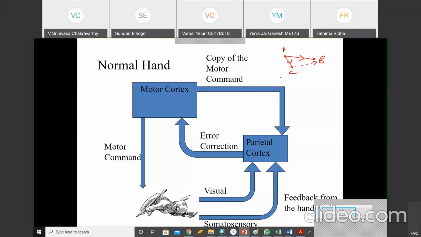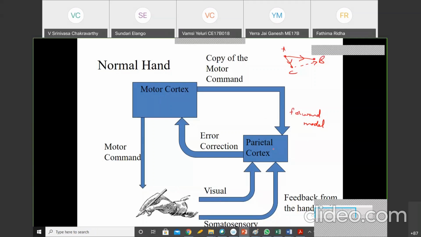Okay, so how does the correction occur? The motor command sent to the parietal cortex also makes a prediction as to where the hand would be if this command is executed. The parietal cortex, so that is called a forward model. A forward model tells you where the limb would be when a given motor command is executed.